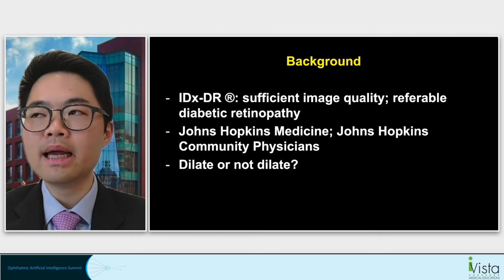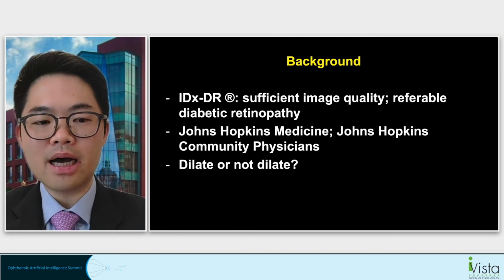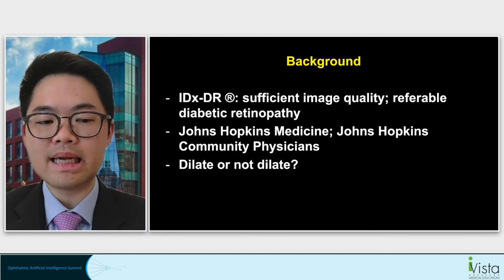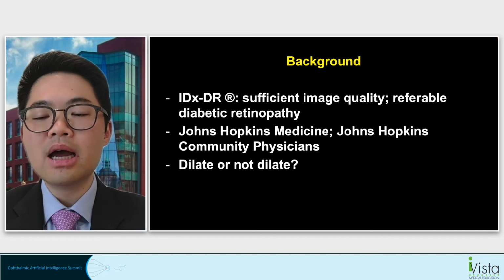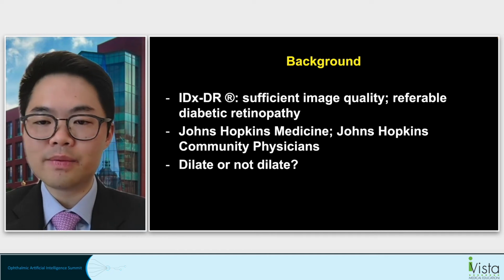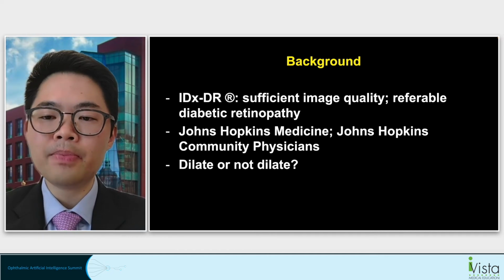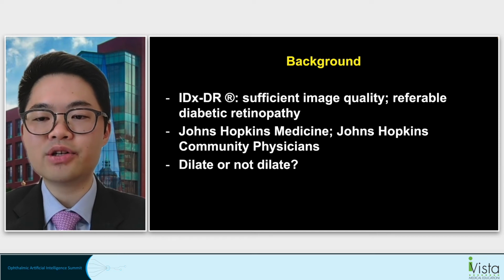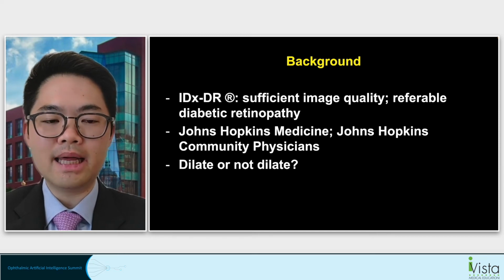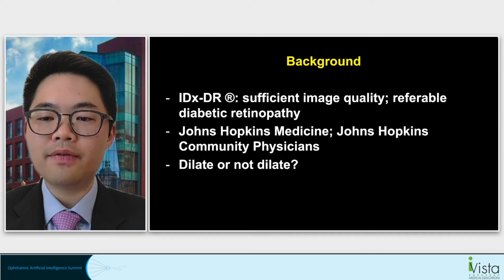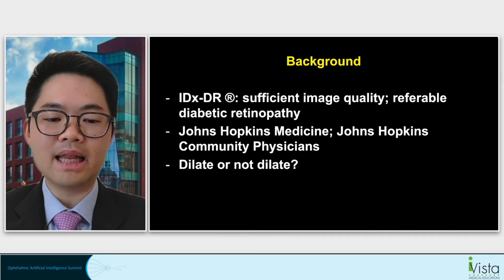Overall, our primary care colleagues were quite reluctant to dilate the patients because they are not very comfortable with giving eye drops, and also they were worried that patients would be turned off by the screening program if they were told that they would be dilated.